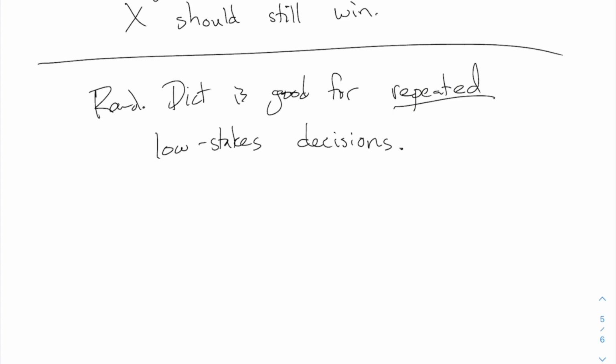Some people on the homework, one of the homework questions was just make up an example where you think the random dictator would be a good idea. A lot of people didn't really have the repeated thing. I would be looking for something which happens over and over again and is low stakes.